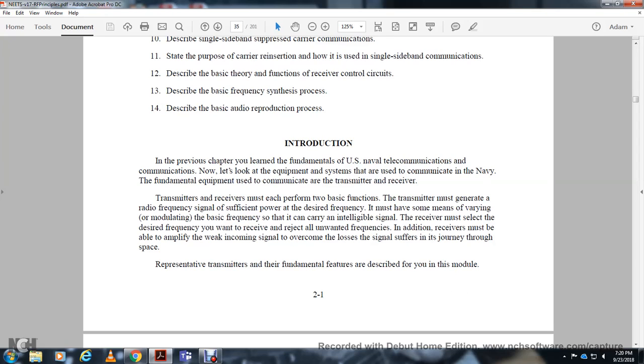In the previous chapter, you learned the fundamentals of communications and telecommunications. Now let's look at the equipment system. To communicate, you need the fundamental equipment: a transmitter and a receiver. The transmitter and receiver must perform two basic functions.